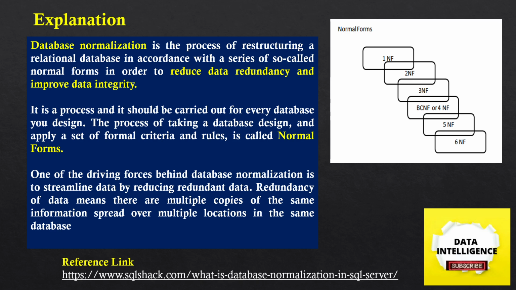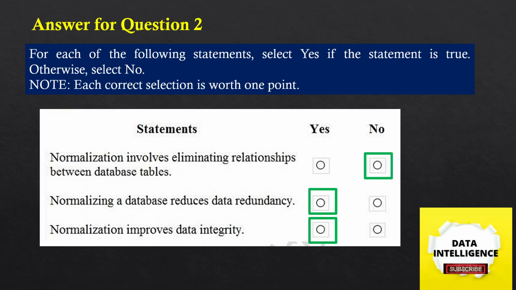The redundancy in the data can be reduced if we normalize the database, and data redundancy means there are multiple copies of the same information spread over multiple locations in the same database. That can be a duplication. So to avoid this kind of data redundancy, we do normalization. Now let's see the answer part.